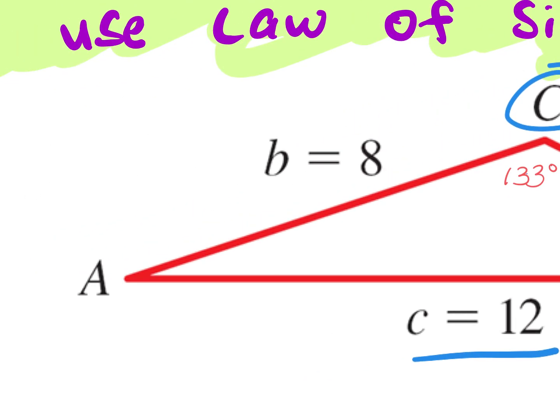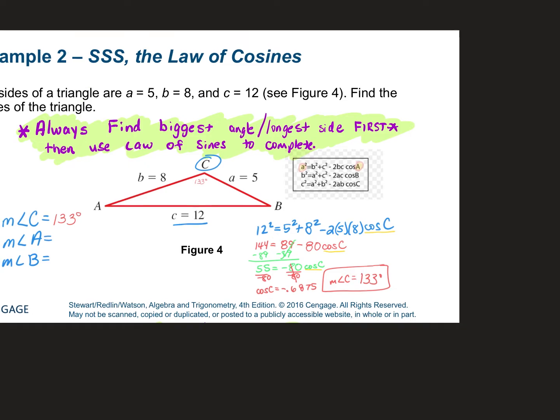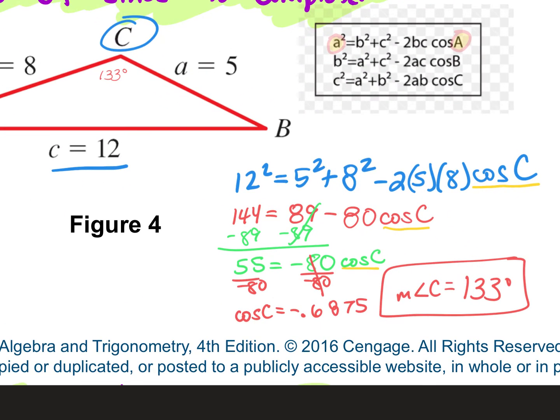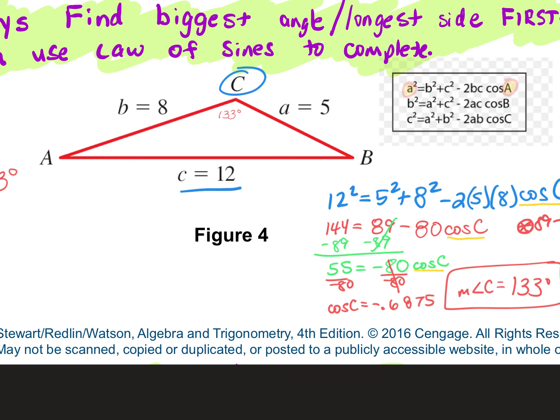Sarah, what were you going to ask? Why wouldn't you just subtract 89 from 80? Because this is like saying 89 minus 80x. Oh, it's attached to it? Uh-huh, because it's multiplied, right? So you can't combine those two because that says 80 times cosine C. So the only way to get that 80 to go away would be to divide.